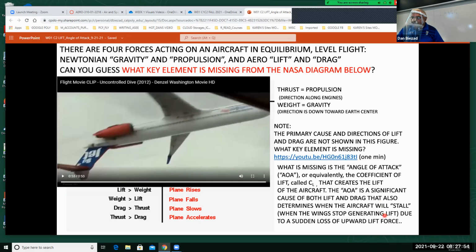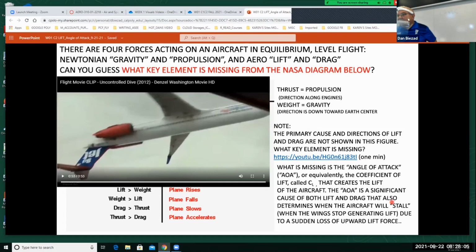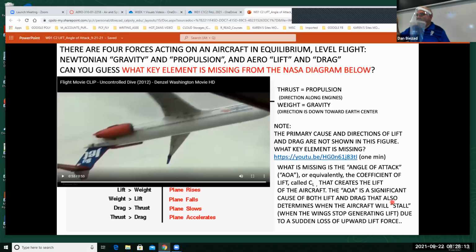The angle of attack and the coefficient of lift are only off by a constant. They're only off by the lift curve slope. So they're basically the same thing. If I increase the angle of attack, I'm increasing the coefficient of lift. Decrease the angle of attack, decreasing the coefficient of lift. They're tied together linearly until the stall. Once the airplane stalls, game's over, airplane stops flying and it falls.